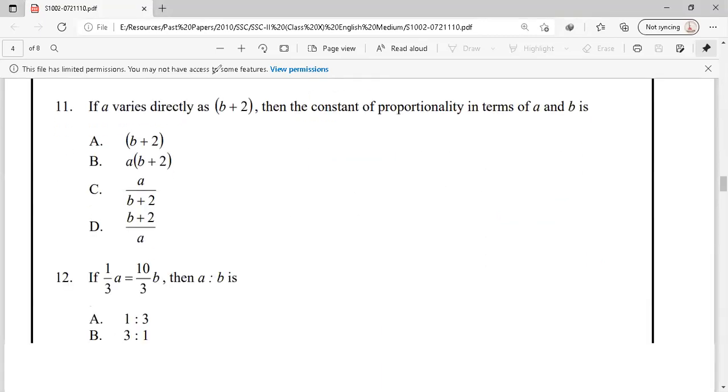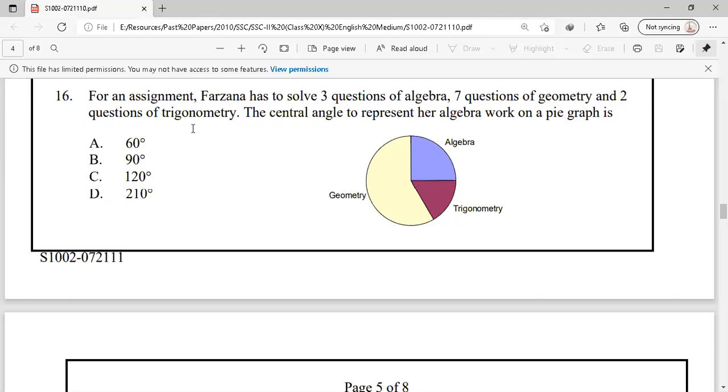Then let's come to question number 11. Here we have our question number 16. For an assignment, Farzana has to solve 3 questions of algebra, 7 of geometry, and 2 of trigonometry. So, 3 questions of algebra, 7 questions of geometry, and 2 questions of trigonometry. The central angle represented by the algebra work in her pie graph is.